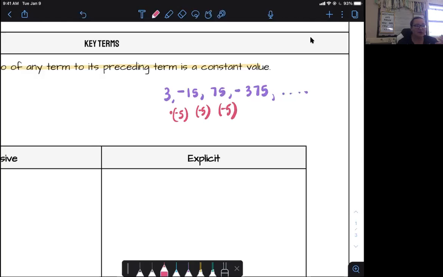So do you see why every other number is negative? It's because my common ratio is negative 5. And when I multiply a negative by a negative, I get a positive. When I multiply a positive by a negative, I get a negative. And so that creates this sequence where every other term is positive and every other term is negative.